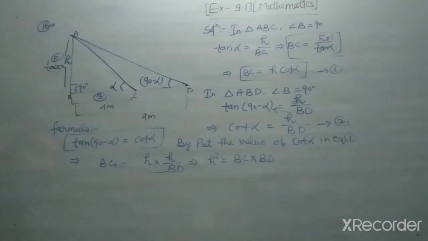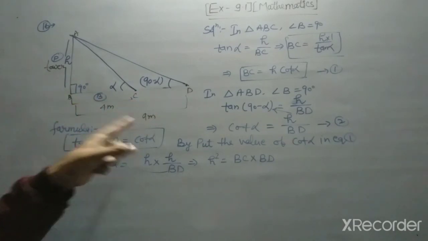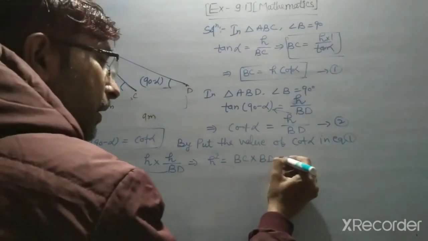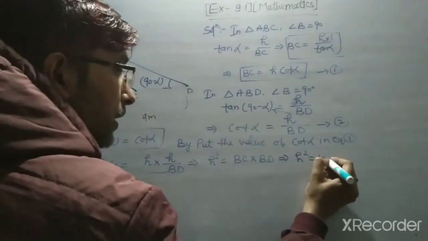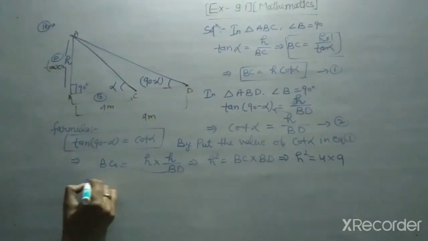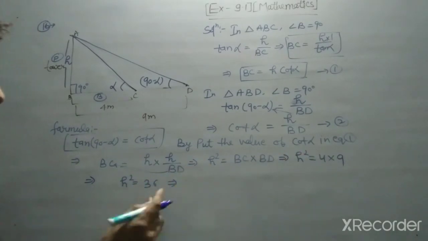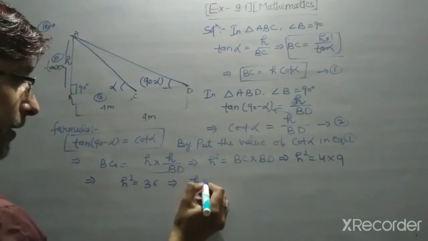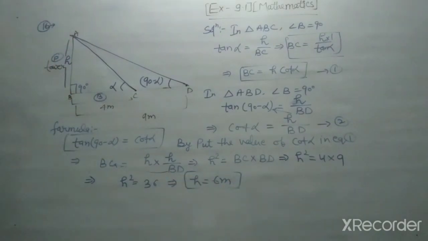But you very well know in the figure BC is equal to 4 and BD is equal to 9. So h square is equal to 4 into 9, which is 36, and the square root of 36 is 6. So this is 6 meters and this is your answer. Also, you have proved that the height of the tower is 6 meters.